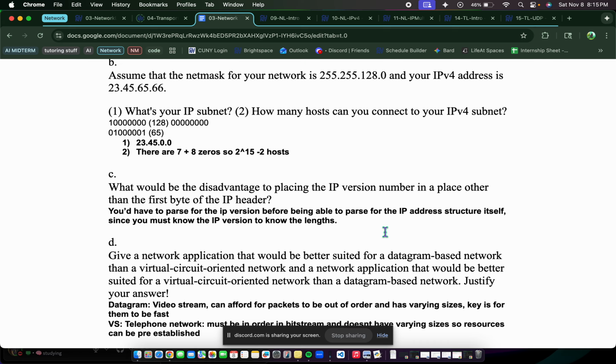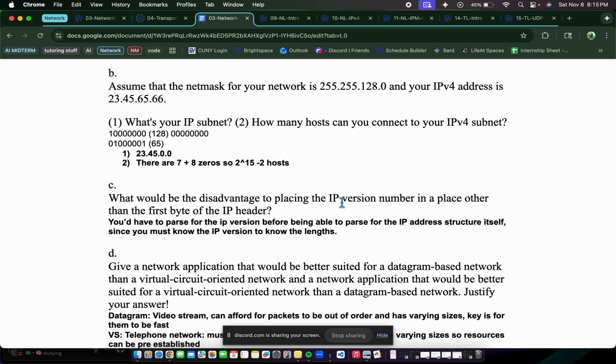Okay, part C. What would be the disadvantage to placing the IP version number in a place other than the first byte of the IP header? So, you know, we have 2 IP versions, right? V4 and V6, and both of these have very different structures. So if we don't place that in the first byte, how are we supposed to parse through the rest of it? And that's kind of what I'm saying here.